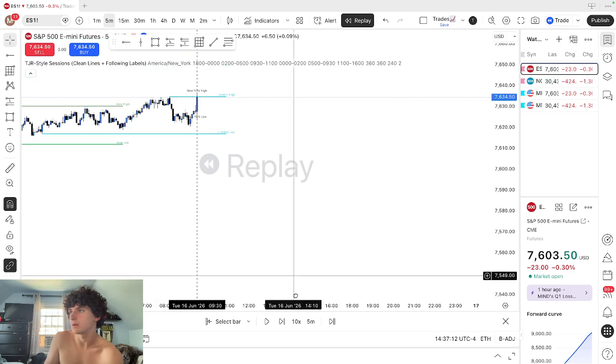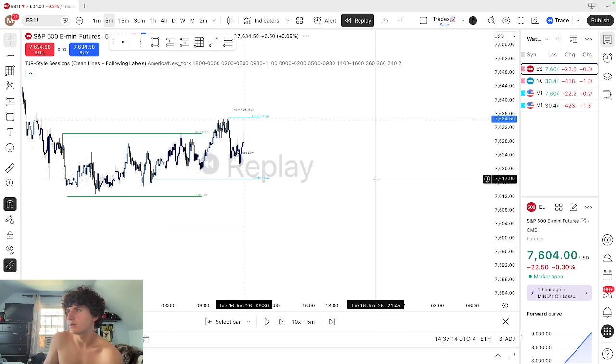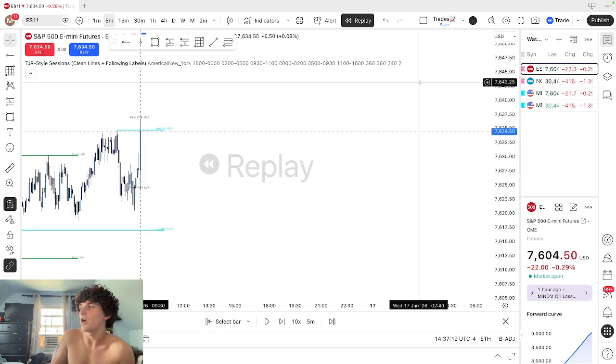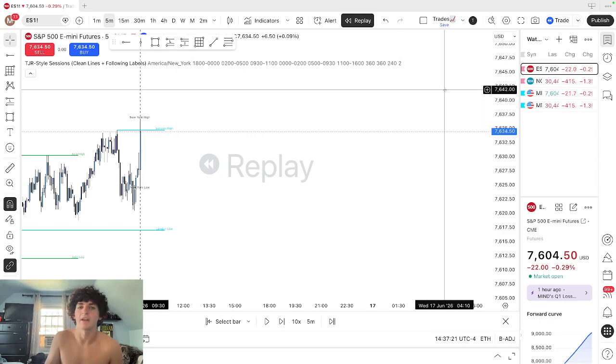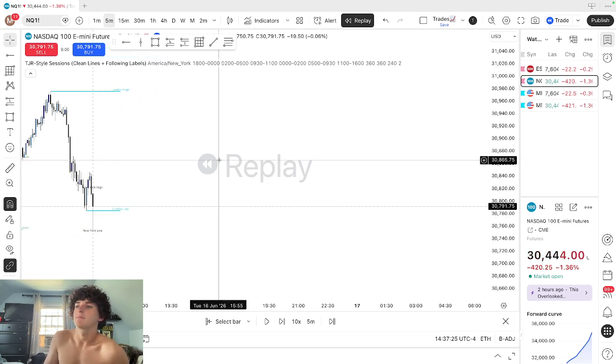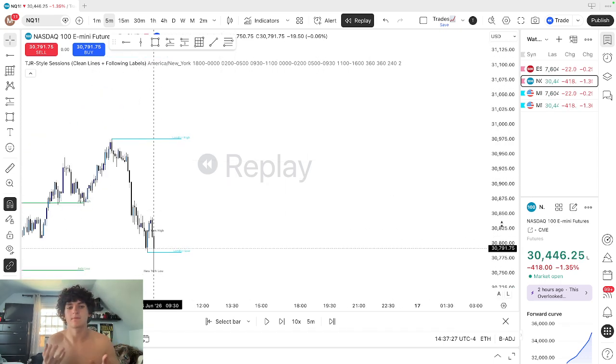Now, lower time frame. Okay, market just opened. 9:30 candle on ES. Boom, ripped through London high. NQ, London low. Ooh, what is this? What's happening?